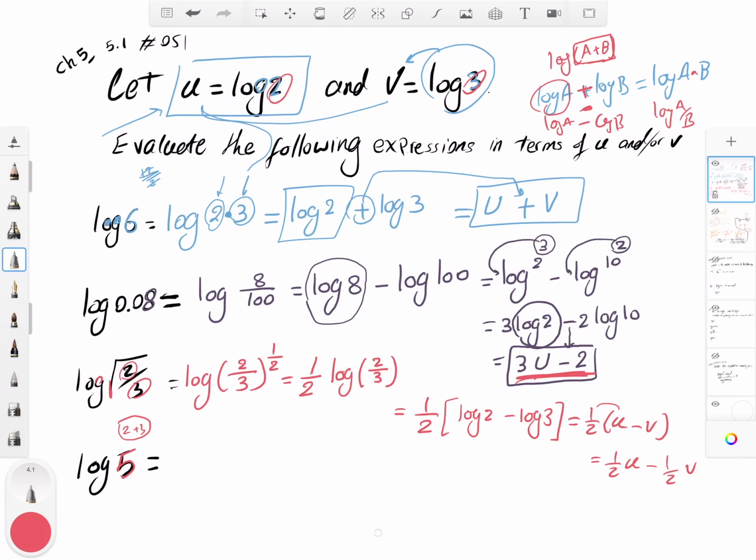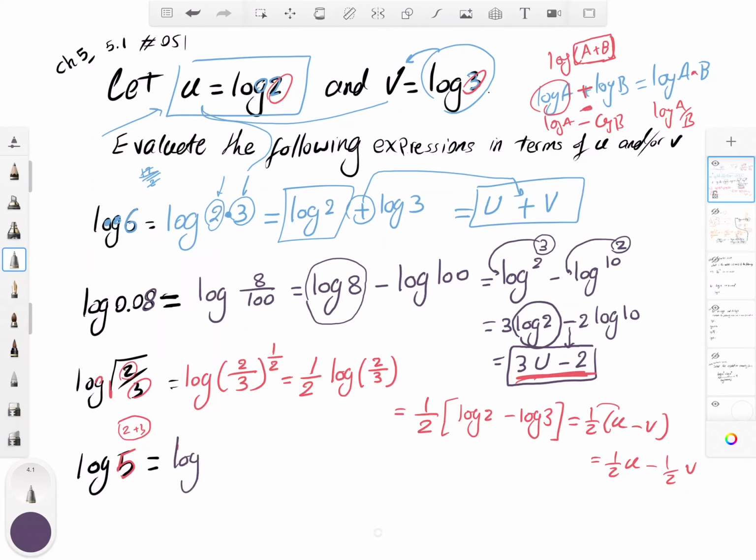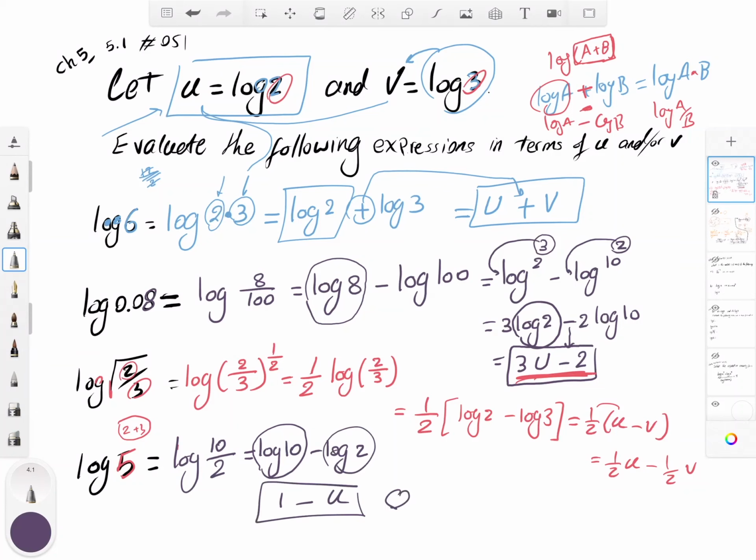So what I'm going to do, instead of 5, I'm going to write log 10 divided by 2. So now I'm going to say log of 10 minus log of 2. Log of 10 is 1. Log of 2 is u, so it's 1 minus u. Done. So this is the algebra. It might take a couple hours to solve it, but it's all like a puzzle.